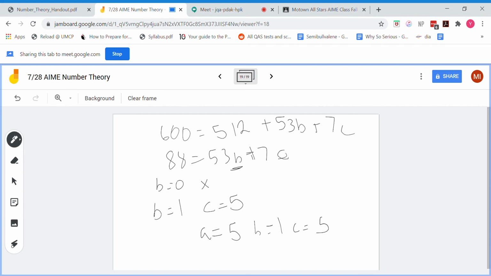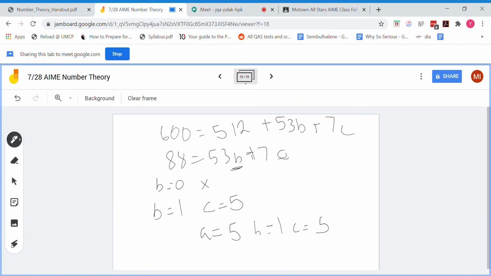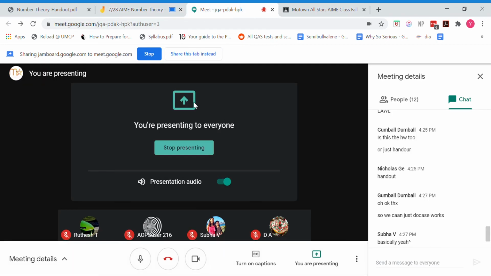And you always want to read the problem correctly. It's asking us for n in base 10. So that's going to be 5 times 121 plus 11 times 1 plus 5. And so this equals 605 plus 16, which is 621. So this is our answer. Right? Any questions so far?